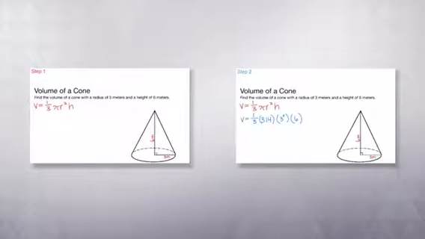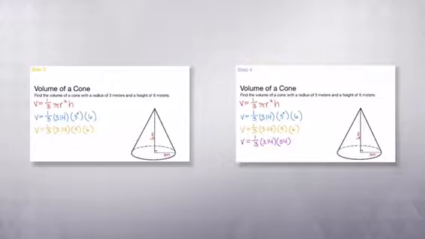Then for step 2, we started plugging in the numbers. So then it becomes volume equals 1/3 times 3.14 times 3 squared times 6. In step 3, we simplified 3 squared to 9. So then the equation becomes volume equals 1/3 times 3.14 times 9 times 6. Then in step 4, we multiplied 9 by 6. Then it becomes volume equals 1/3 times 3.14 times 54.